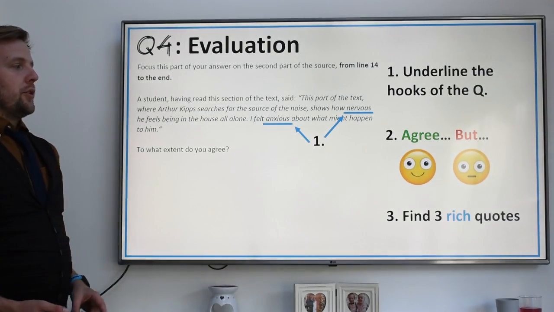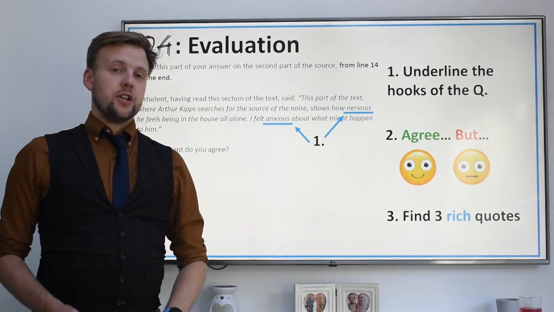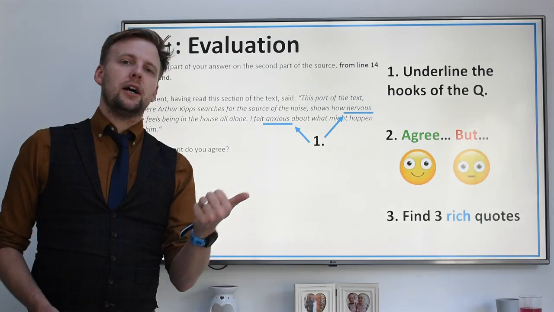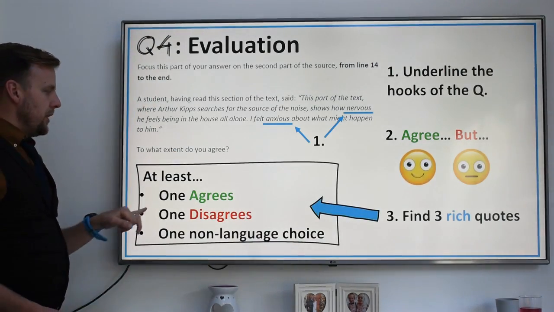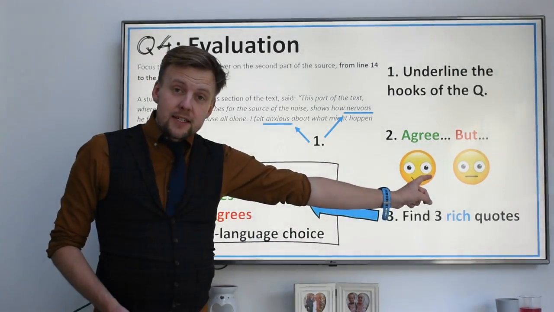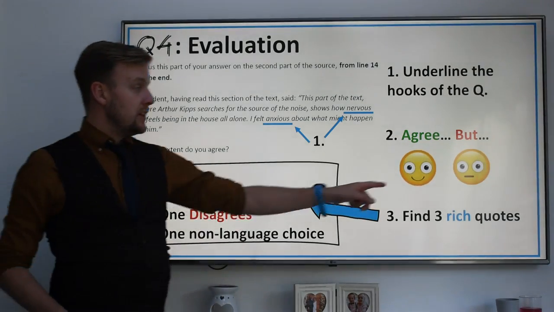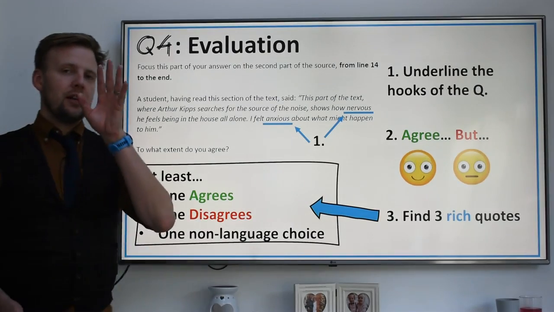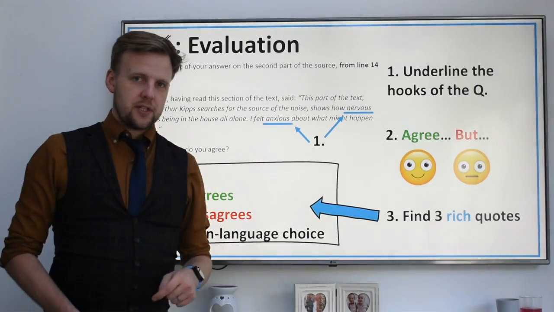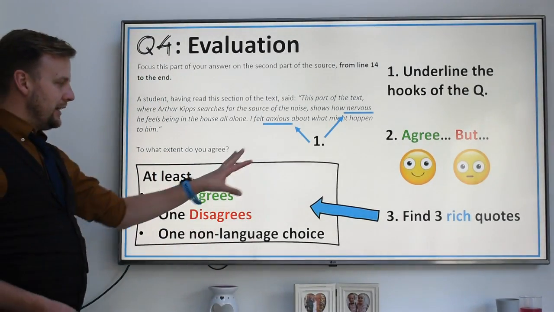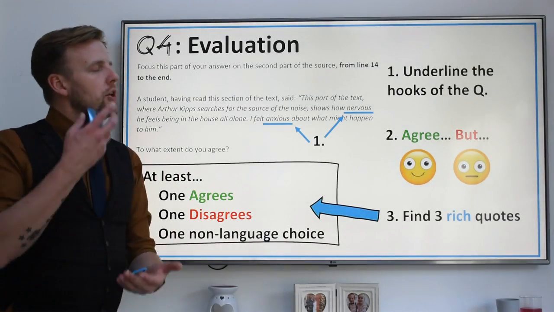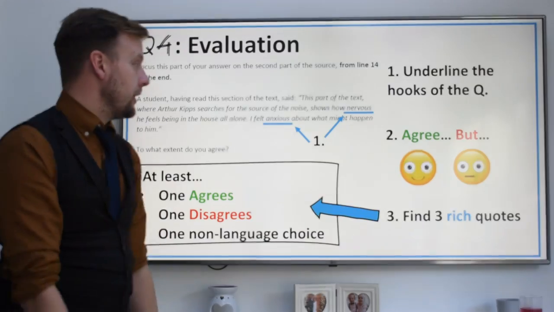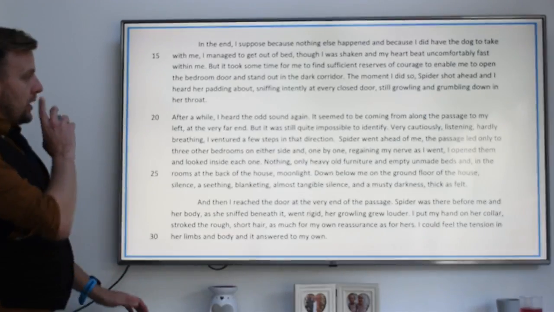Now, once you know you're going to agree, but, you can now go and find your 3 rich quotes. But there's some rules to these quotes. Not like question 2, where you can just pick whichever ones you liked. These ones got some rules. You need 1 that agrees. You need at least 1 that disagrees. And you need to make sure somewhere in those 3 quotes, you've got at least 1 non-language choice. If you're cutting out any one of these from your quotes, you are straight away narrowing the marks that you could then achieve. Okay? So, here we go.